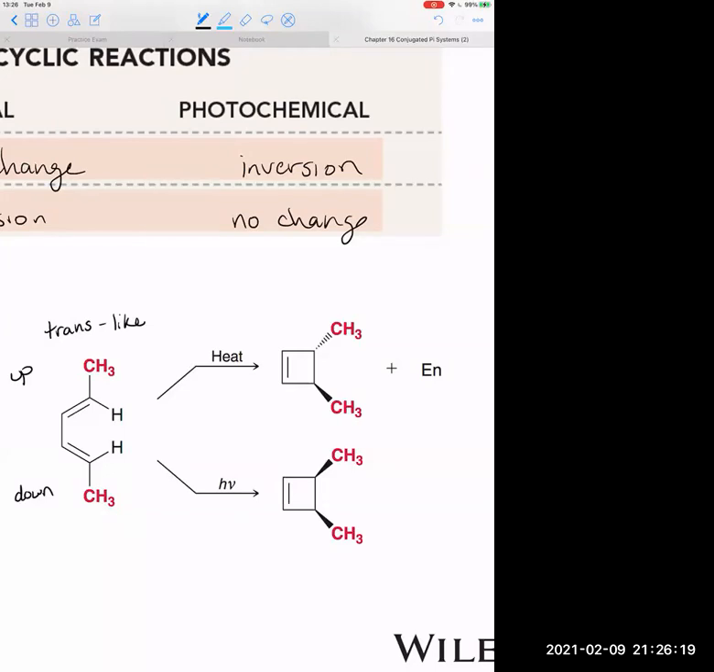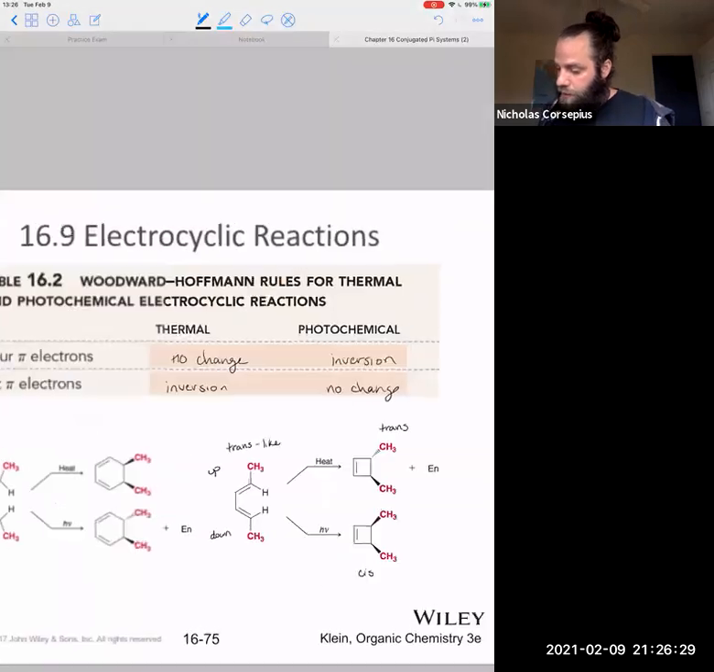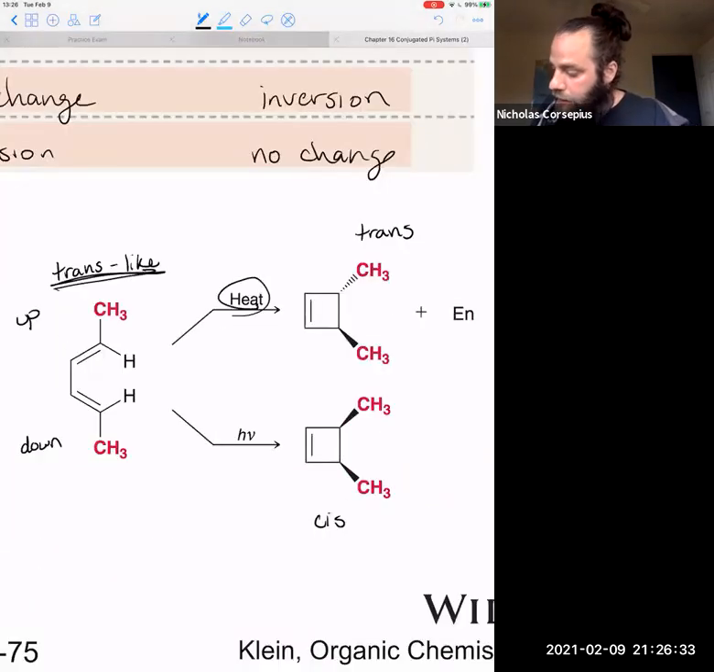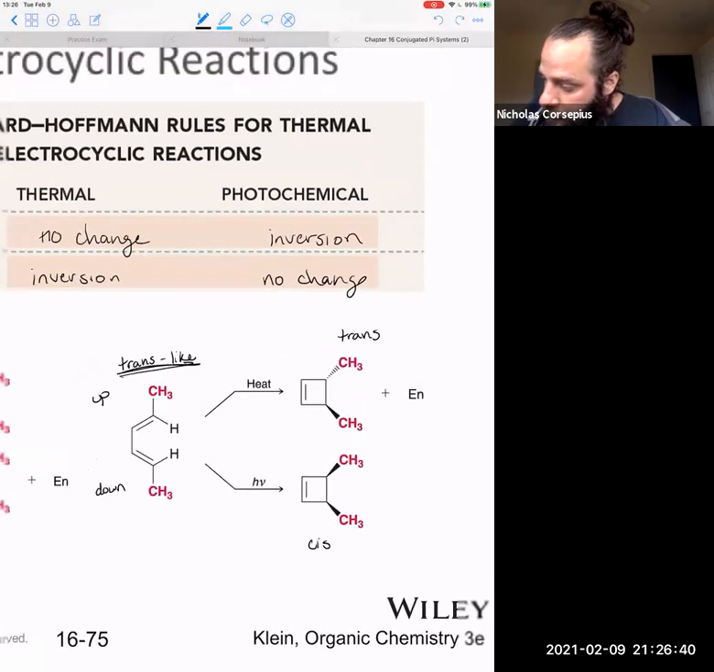And so what we can see is that in the presence of heat, we would get the trans product, and in the presence of light, we get the cis product. So what we did is we simplified things, saying if we start with trans-like, in heat, we get trans, and in light, we get cis. So this is this little table that I made.